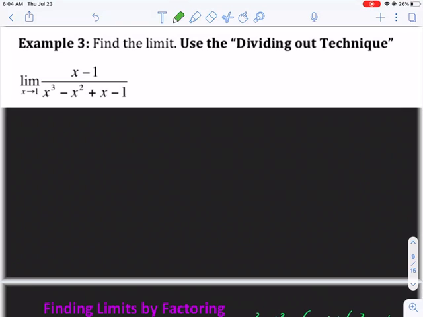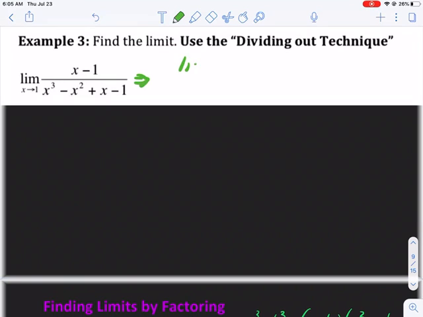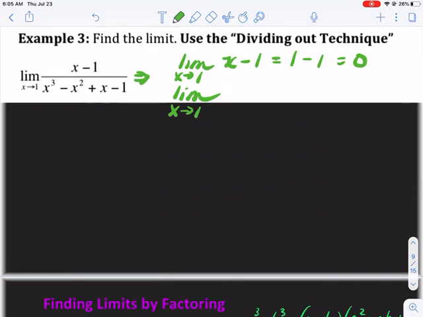So you see you have x minus 1 over a 4-term polynomial, cubic. And so what I'm going to do is say the limit as x approaches 1 of x minus 1, the numerator, and you get 0. 1 minus 1 is 0. And then for the denominator, we have the limit as x approaches 1 of x cubed minus x squared plus x minus 1. I always tell my students it's always a good idea to do a direct substitution first.